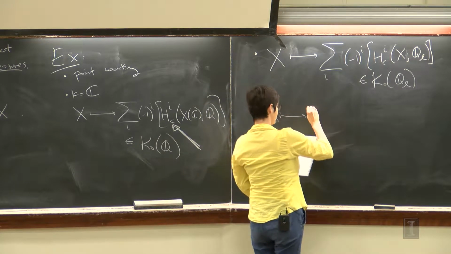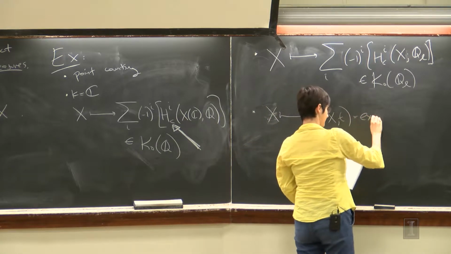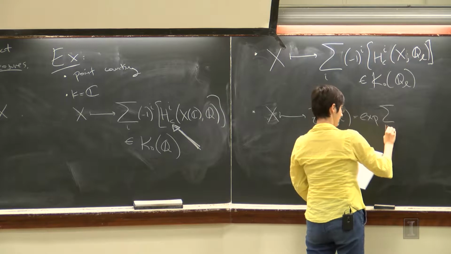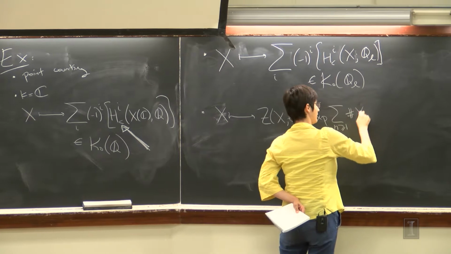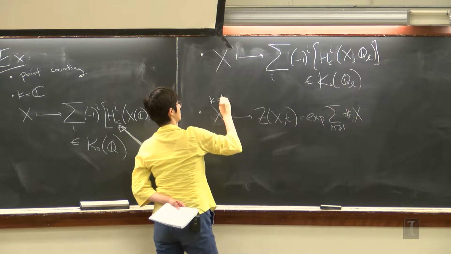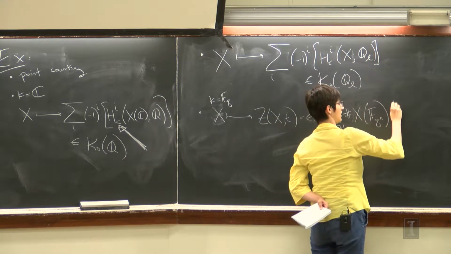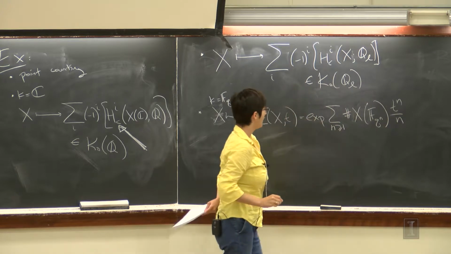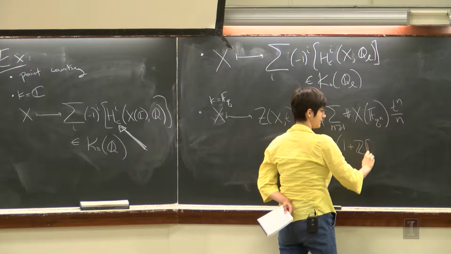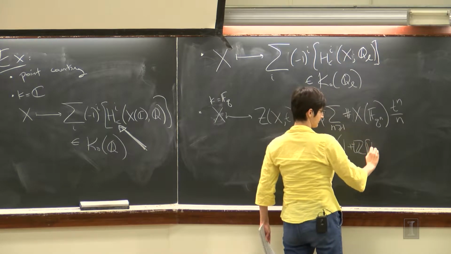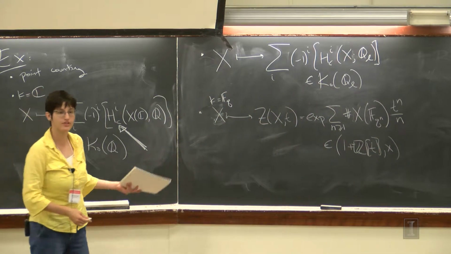So x is going to map to Z of x, t. And this is a power series. So you take the number of x points. I'm going to just write k as F_q for e. So this is F_q to the n, t to the n over n. And this actually lives inside the ring of power series with coefficients in Z under multiplication. From this formula, it's not obvious the coefficients will be in Z, but trust me, they'll be in Z.